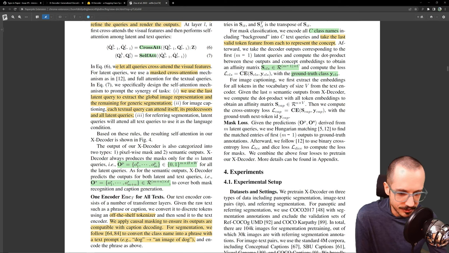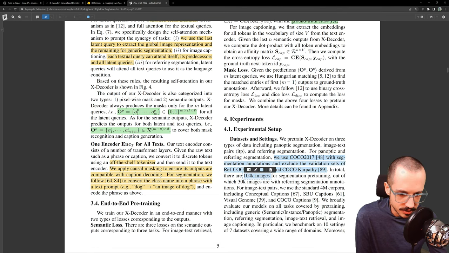For panoptic and referring segmentation, we use COCO 2017 with segmentation annotations and exclude the validation sets of COCO Karpathy. So 104k images and then 30k images. Yeah, so a segmentation paper coming out of Microsoft, you can bet they're going to be using COCO.